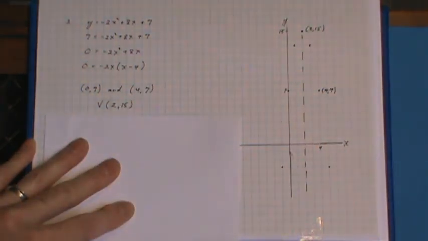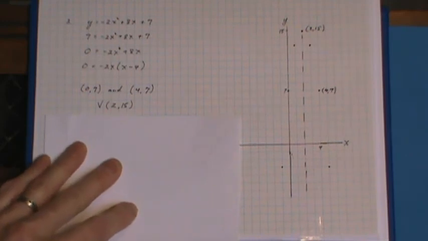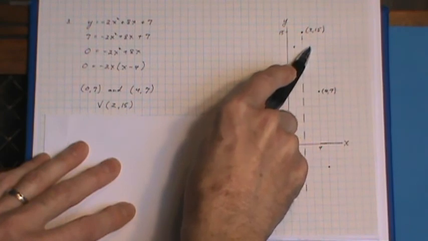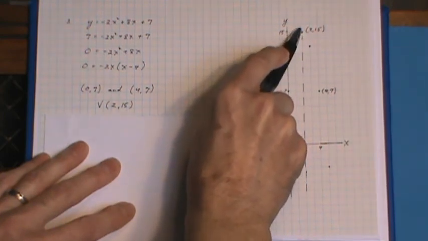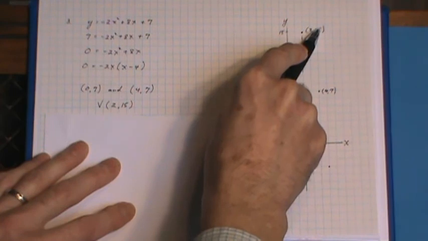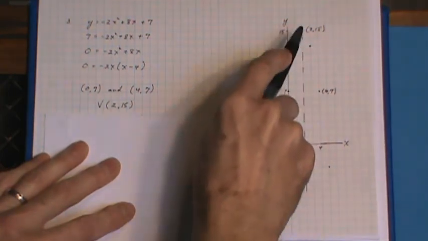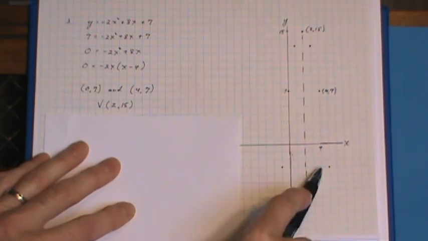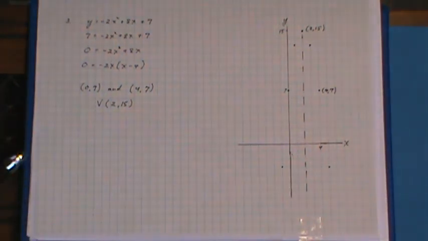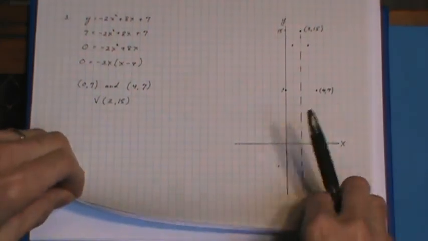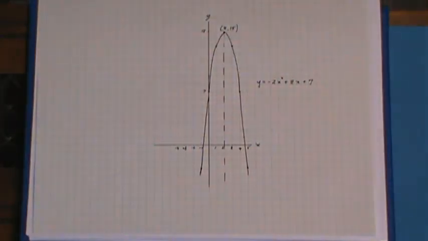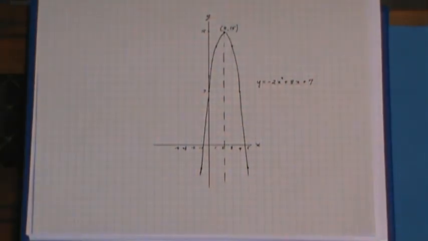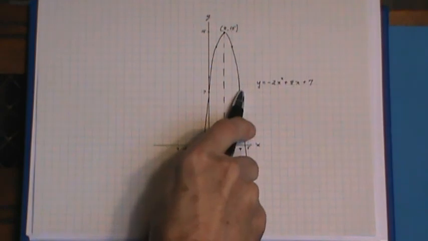And then to get a couple more points, again, you can use the idea of if I go over 1, I go down twice 1 squared. In other words, I go down 2. If I go over 2, rather than going down 4, I go down 8. And if I go over 3, instead of going down 9, I go down 18. And this is what the graph looks like. Vertex here at (2, 15). These were the 2 points that I started with.